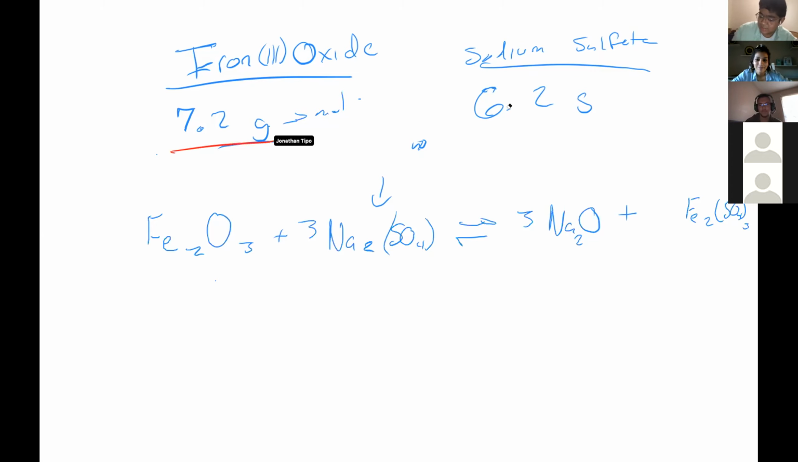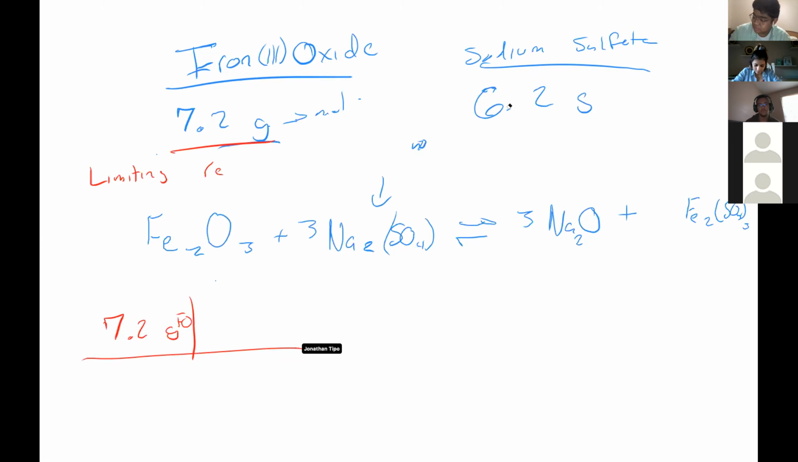So iron 3 oxide, we need to convert this from grams to moles. How do I do that? By multiplying by the molecular mass of the compound. Okay, so we use molecular mass. That's 7.2 grams of iron oxide. So grams to moles. We wouldn't multiply because grams are supposed to be on the bottom.